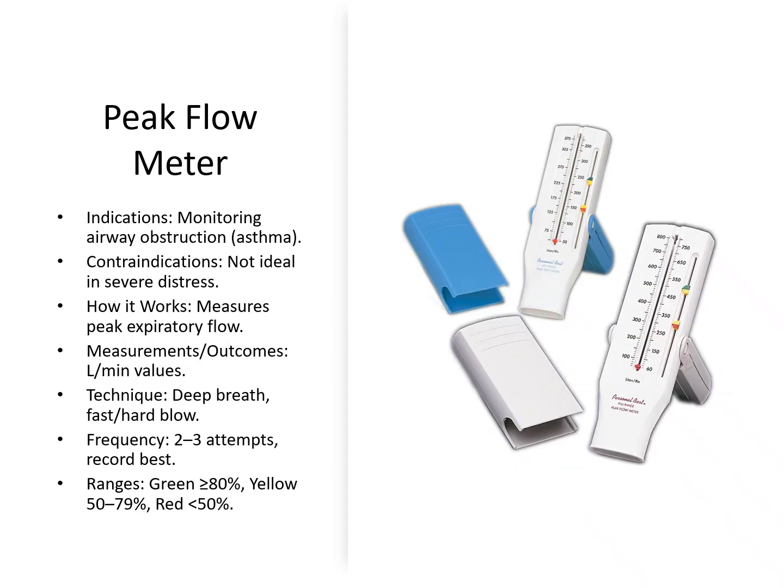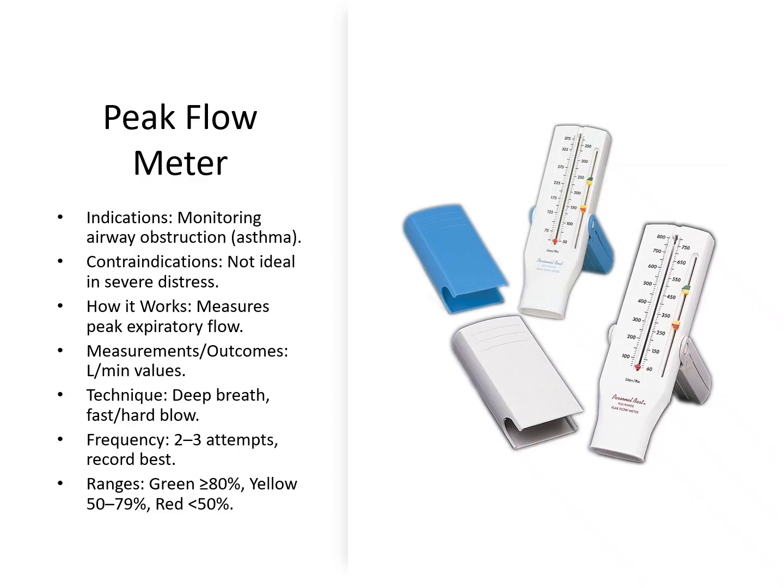Peak flow meters are used to monitor airway obstruction, especially in asthma. They shouldn't be used during severe respiratory distress. The device works by measuring peak expiratory flow when the patient blows out forcefully. The measurement is given in liters per minute. Technique includes taking a deep breath and blowing out fast and hard.